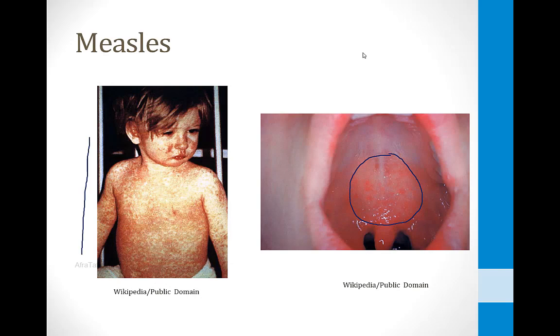Often the infection begins with a high fever, and one of the first diagnostic clues is the presence of Koplik spots. These will often develop before the rash, and then after the Koplik spots have been present for a day or two, that's when the rash typically develops.